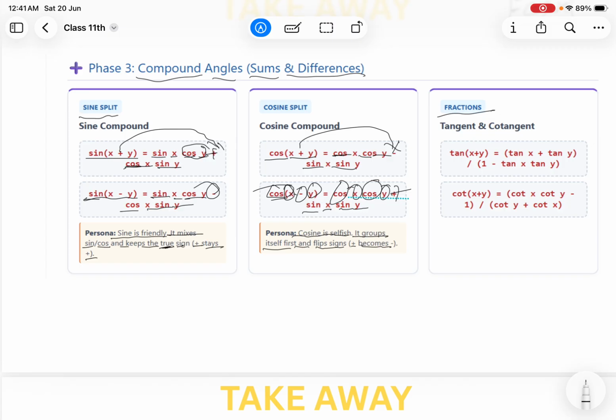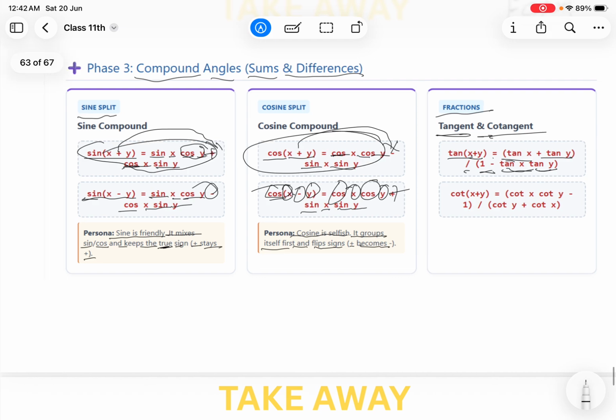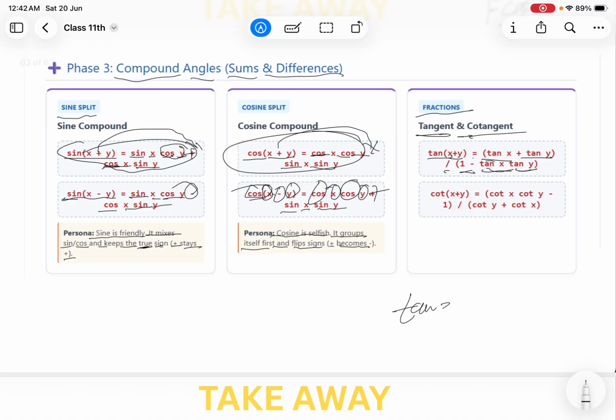Now fractions, tangent and cotangent. So tan(x plus y) equals tan x plus tan y, divided by 1 minus tan x tan y. If we put the value of tan as sin by cos, then you will get this answer. And the same for cot, where you have to put cos by sin x.